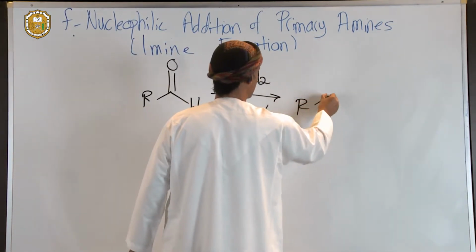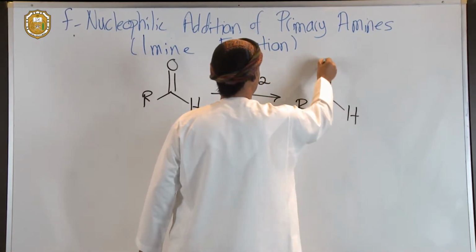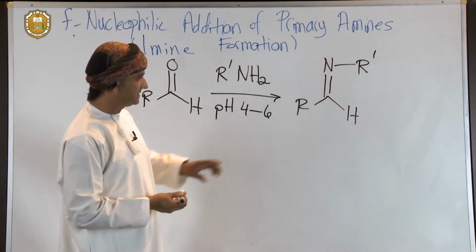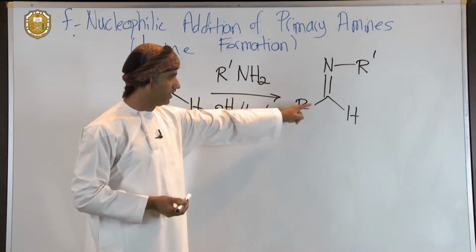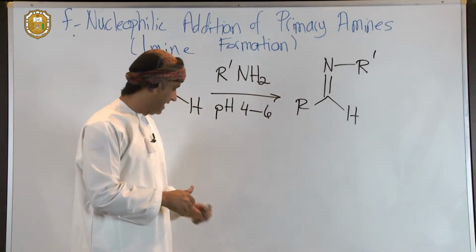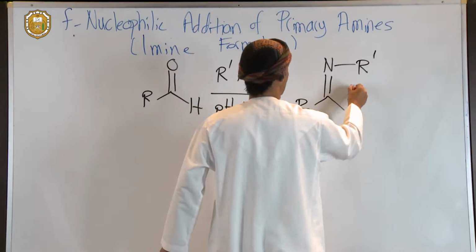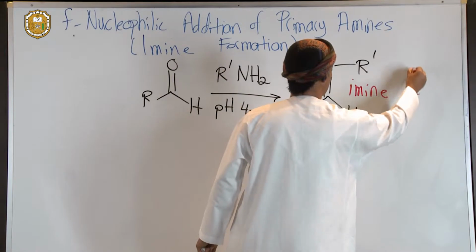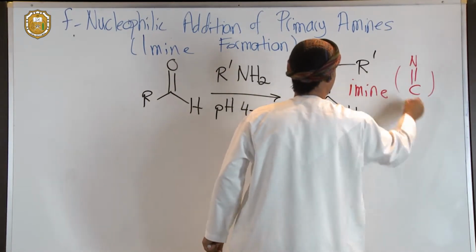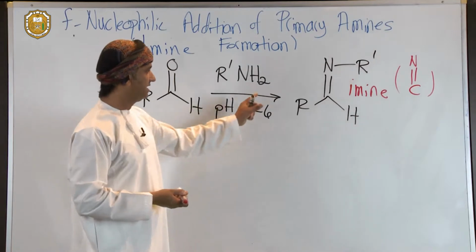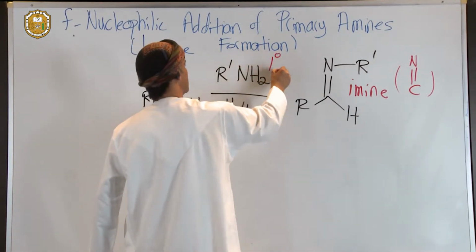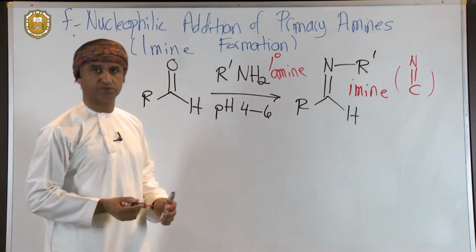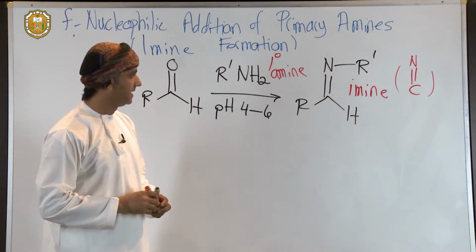What's produced is the corresponding imine. That's an imine product where there is a double bond between carbon and nitrogen. This functional group is called an imine because there is a carbon-nitrogen double bond. So that's an imine, and the imine is produced when the amine is primary. So a primary amine reacts with an aldehyde or a ketone to give the corresponding imine.